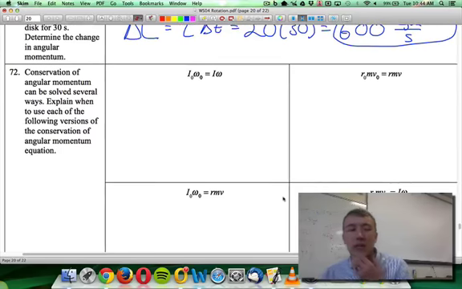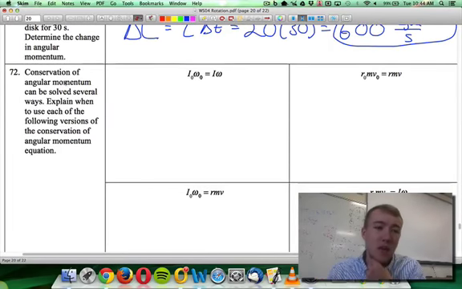Down below, it says that the conservation of angular momentum can be solved in several ways. Explain when to use each of the following versions. And this is really the big question in physics, right? You claim to understand physics, but you never know which equation to use, to which I would respond, well, then you really don't know what you're talking about. That just means you can do the algebra if you're given the equation, but choosing the equations to use, that's part of the physics, understanding the concepts and when each is appropriate.